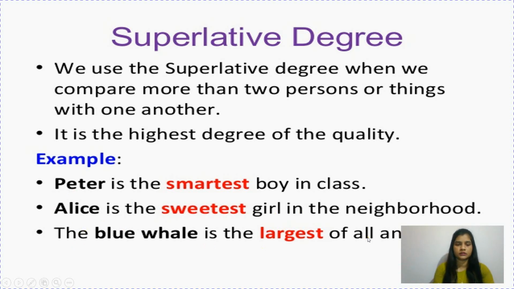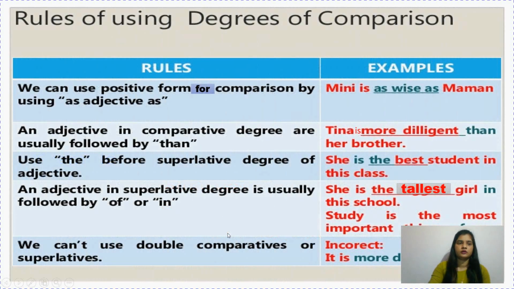The blue whale is the largest of all animals. Children, we know the blue whale is the largest too. Okay, because there are many other animals, but the blue whale is the largest of all animals. Children, one more thing you have to notice here is that in superlative degree we use the. Which article do we use? The article we use. Okay, yes.